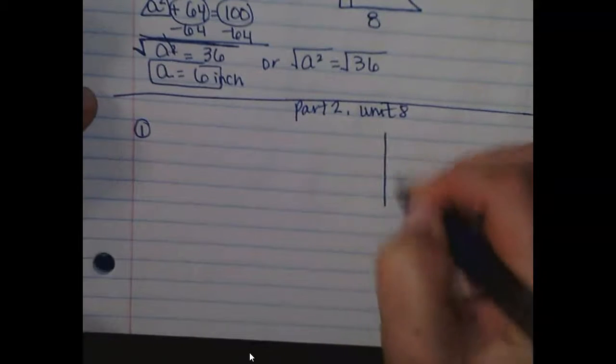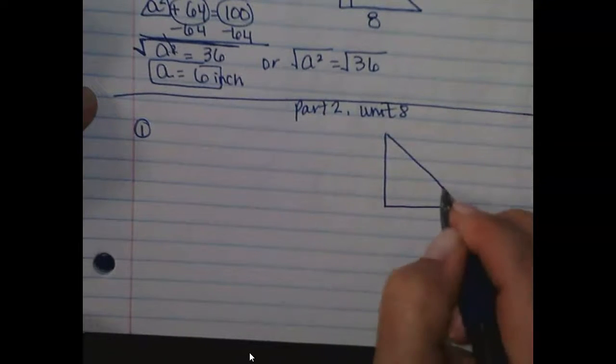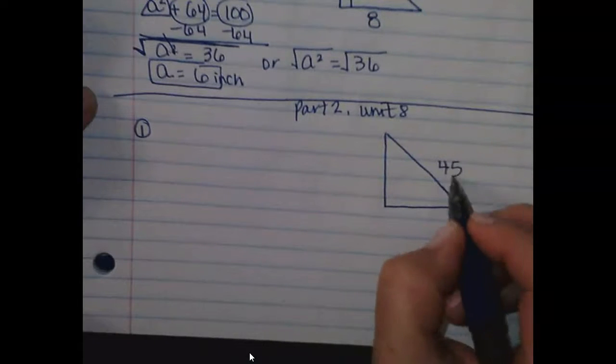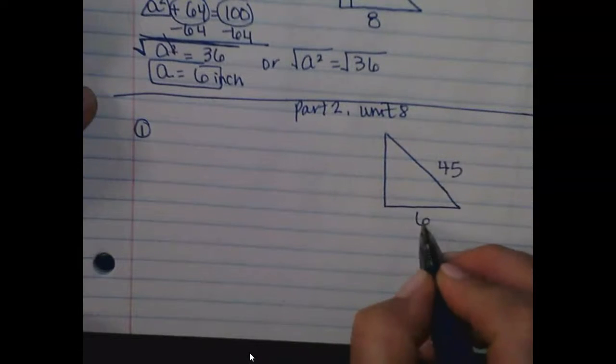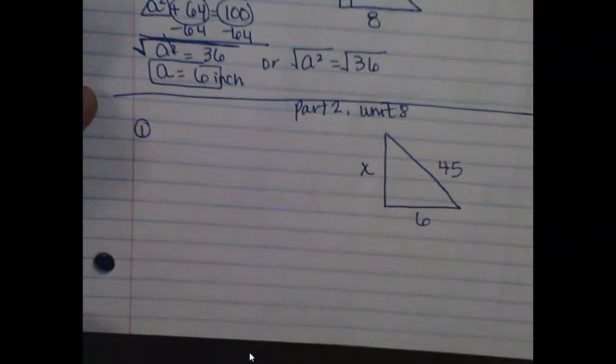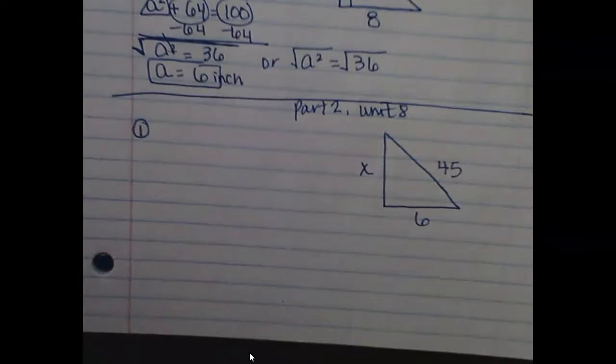So what if the hypotenuse is, I don't know, 45? What if you know this is 6? What if you don't know that? And I put some ugly numbers up there, so they're going to be in decimal format.